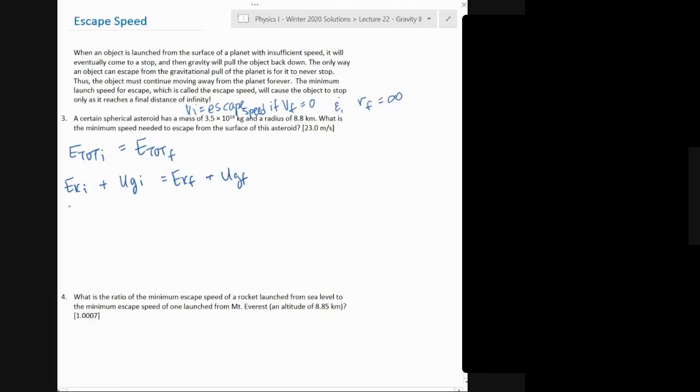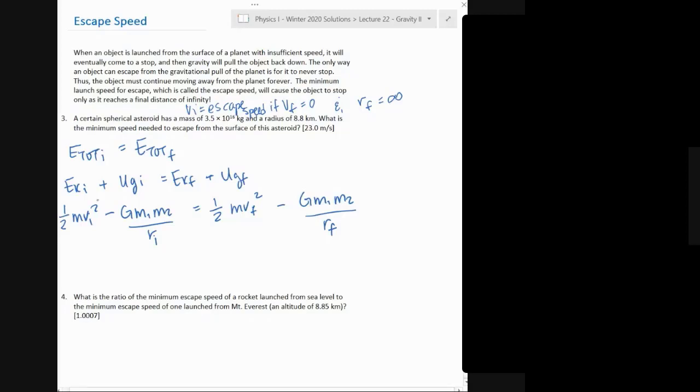So I'm going to put in my equations. 1/2 mv initial squared plus, instead of plus, I'm going to change that to a minus because the equation is negative. G m1 m2 over r equals 1/2 mv final squared. This is our initial minus G m1 m2 over r final. First, let's figure out what these m's are.